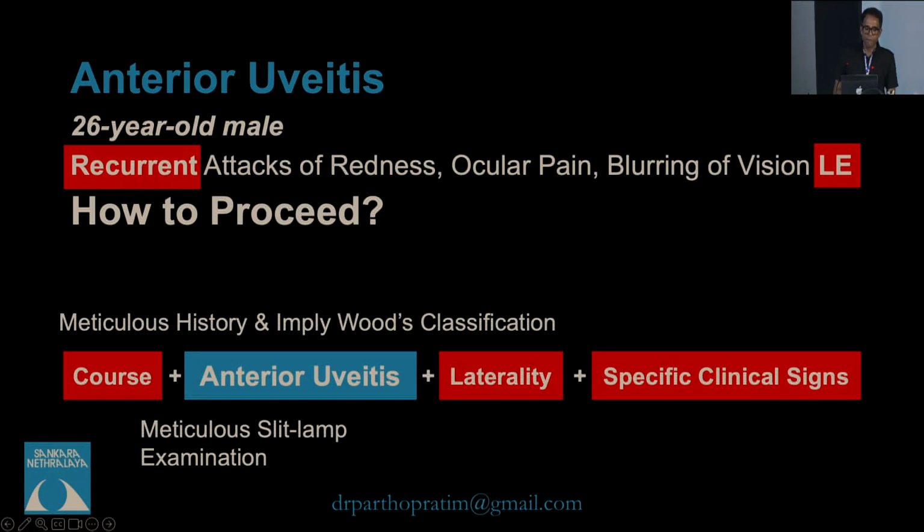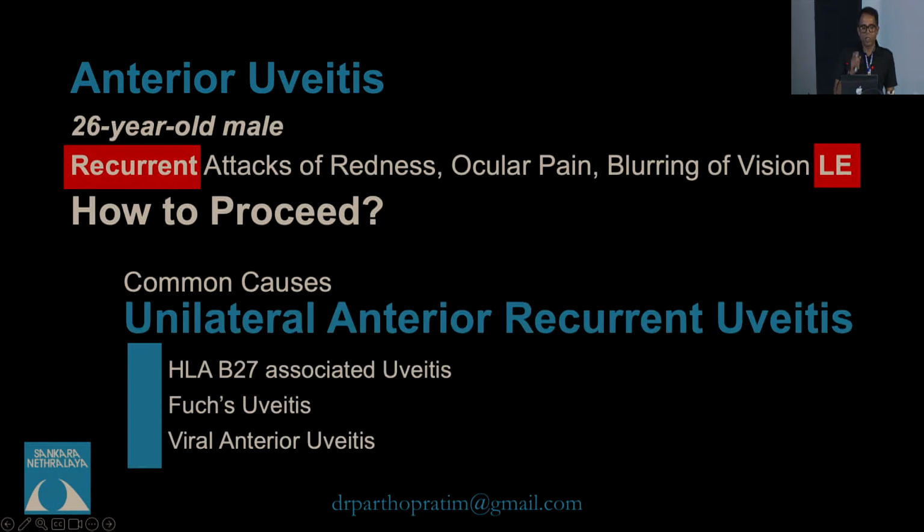Now you see here again what is happening. When we are talking about recurrent and unilateral, then three causes are very important. One is HLA-B27 associated uveitis, one is Fuchs uveitis, and one is viral uveitis. Now see how we can decode this.